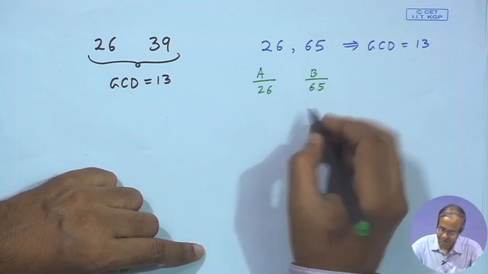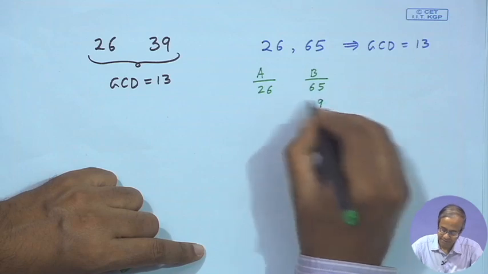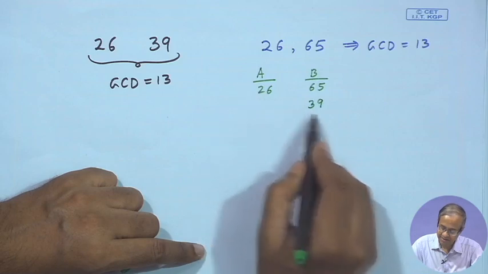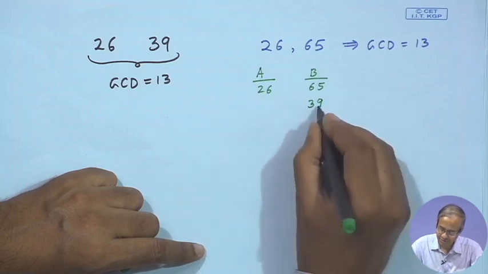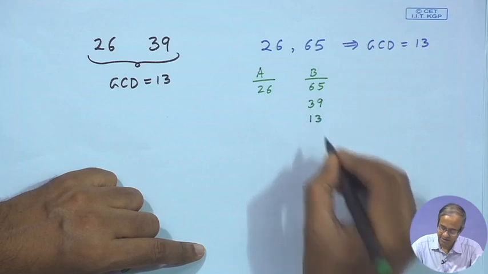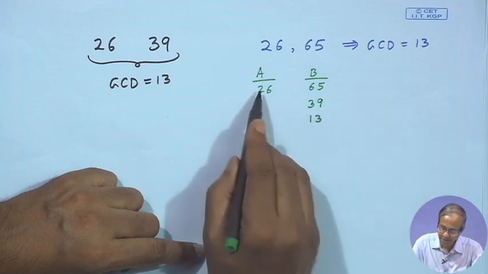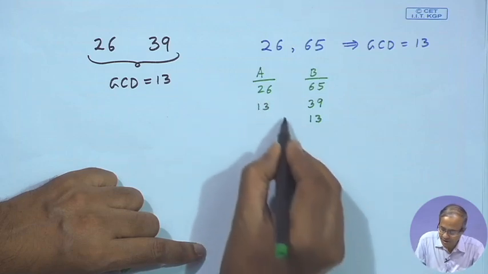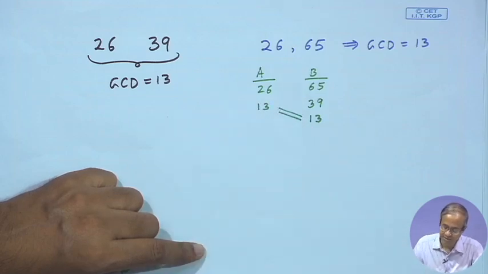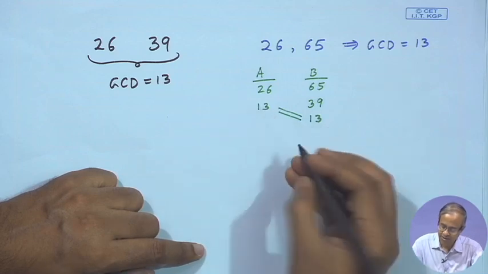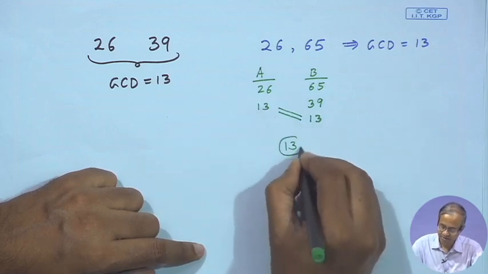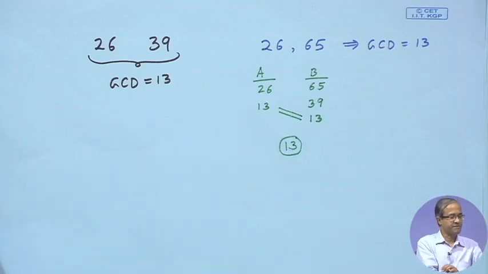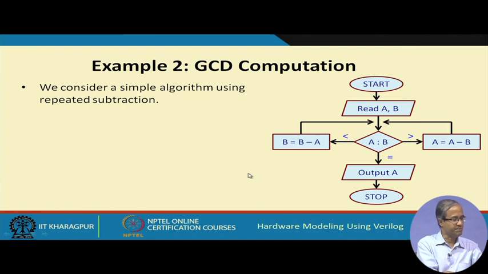If you subtract 26 from 65, it becomes 39. Then again compare: B is greater than A, so subtract A from B; 39 minus 26 is 13. Now again compare A and B. Now A is greater, so subtract B from A, and it becomes 13. Now you have a situation where both A and B are equal. If A and B are equal, then either A or B is the required GCD. This is the algorithm. We have actually used a simple algorithm like that.